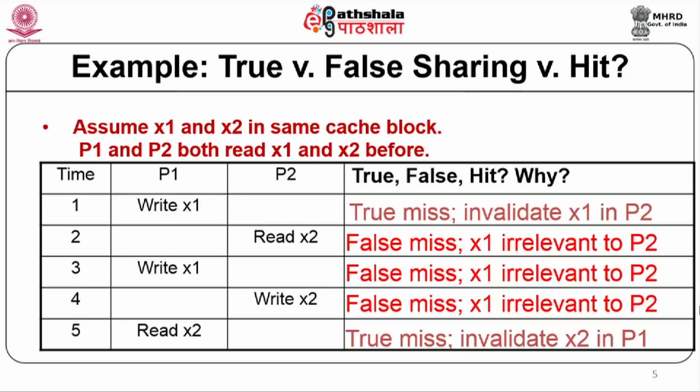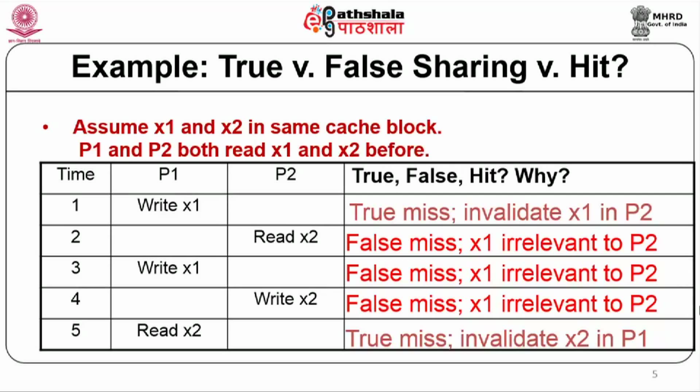block itself. Now, if processor P2 wants to read x2, because the entire block has been invalidated, and it wants to read only x2, only x1 has been modified, but still it will encounter a miss. So, it becomes a false miss, because x1 is irrelevant to P2.